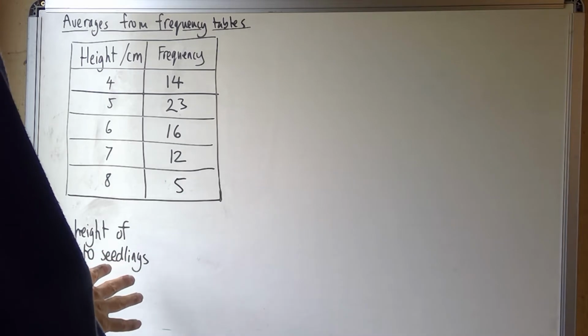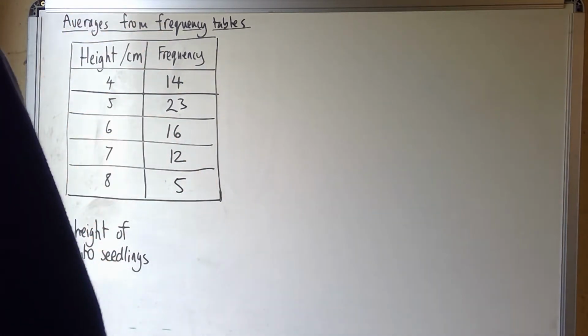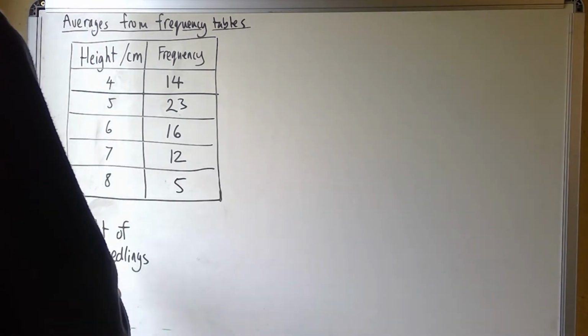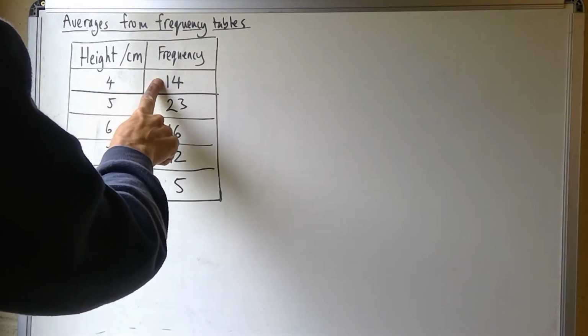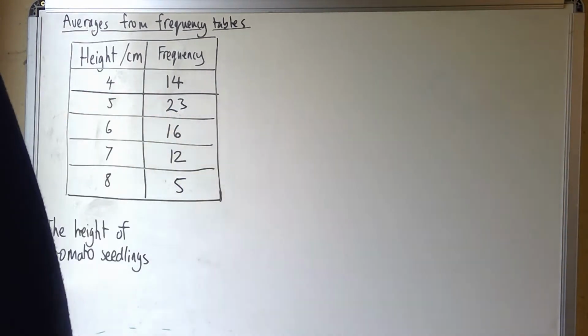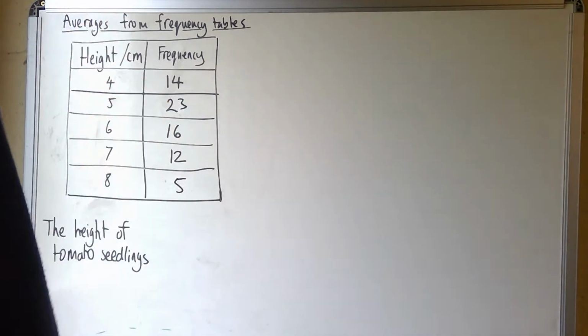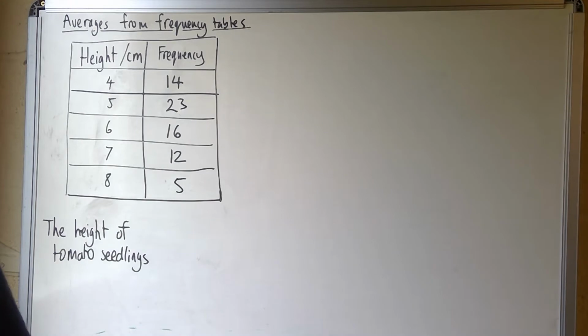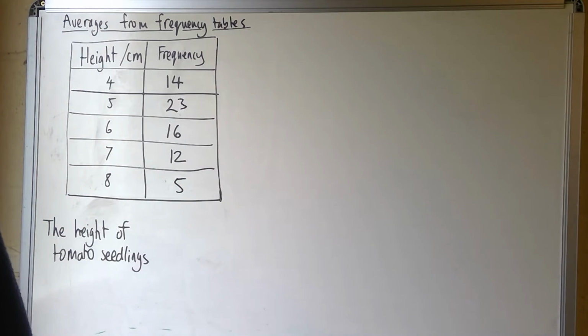So I've got a frequency table here, and what's been recorded in this frequency table is the height of some tomato seedlings. So seeds were planted and these are the heights of the plants at a given time. How this frequency table works: it means that there were 14 plants that were 4 centimeters high, 23 plants that were 5 centimeters high, 5 plants were 8 centimeters high, and so on. So I want to work out the mode, the mean, the median and the range of this set of tomato plants. Some things are fairly simple to work out.